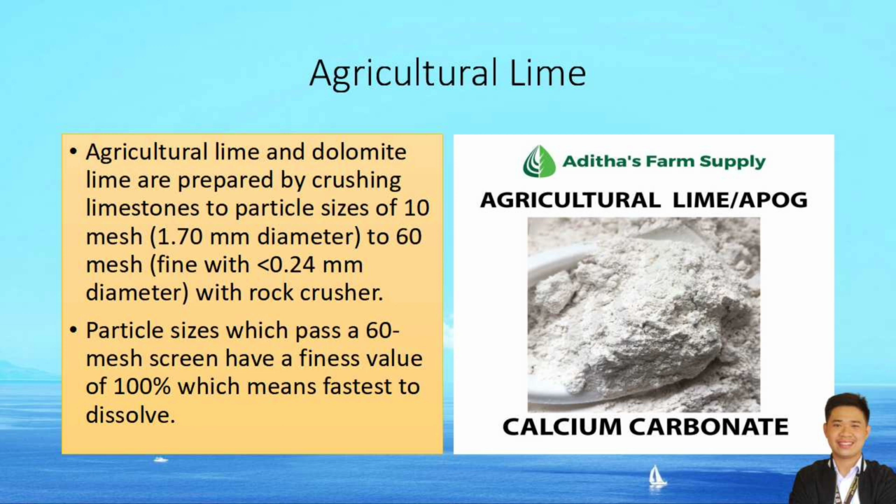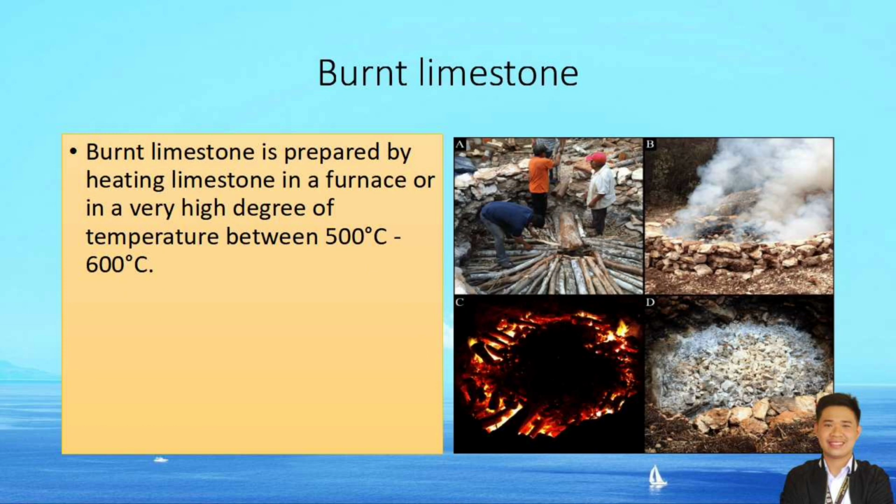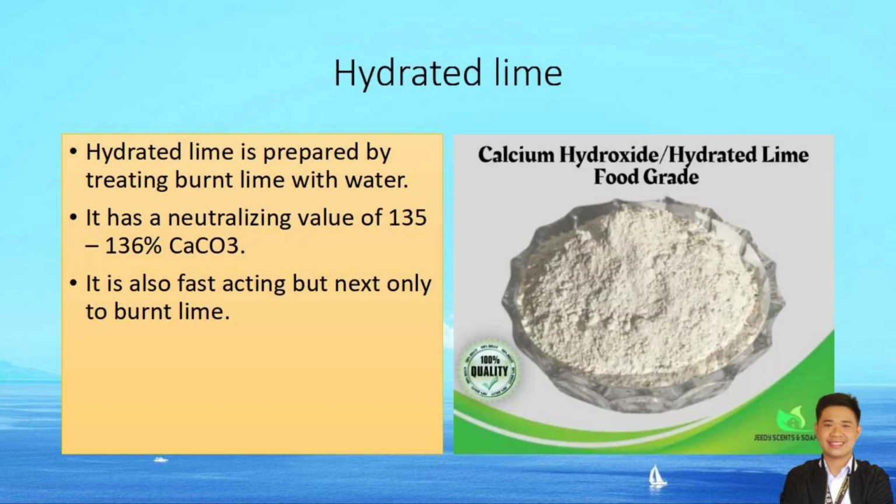So what is agricultural lime? Agricultural lime and dolomite lime are prepared by crushing limestones to a particle size of 10 mesh to 60 mesh with a rock crusher. Particle sizes which pass a 60 mesh screen have a fineness value of 100%, which means fastest to dissolve. Burnt limestone is prepared by heating limestone in a furnace at a very high temperature, between 500 degrees Celsius to 600 degrees Celsius.